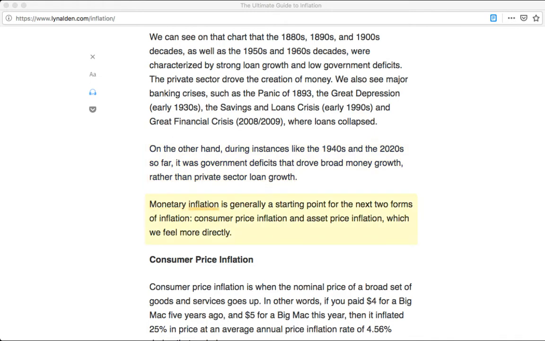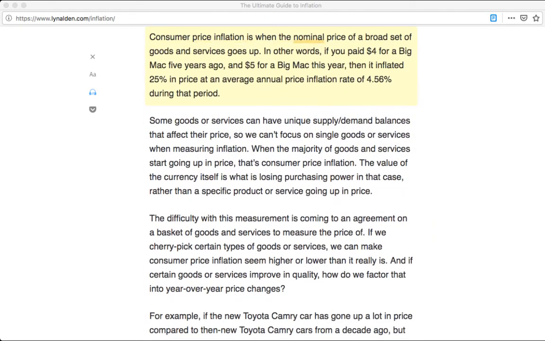Monetary inflation is generally a starting point for the next 2 forms of inflation: consumer price inflation and asset price inflation, which we feel more directly. Consumer price inflation. Consumer price inflation is when the nominal price of a broad set of goods and services goes up. In other words, if you paid $4 for a Big Mac 5 years ago, and $5 for a Big Mac this year, then it inflated 25% in price at an average annual price inflation rate of 4.56% during that period.